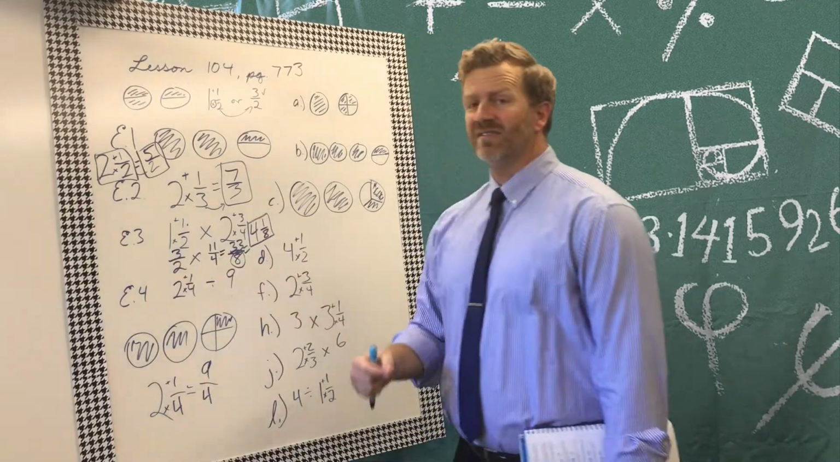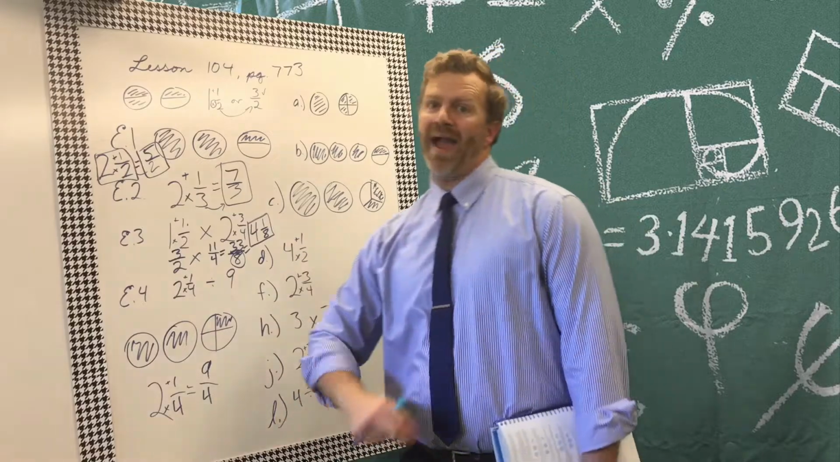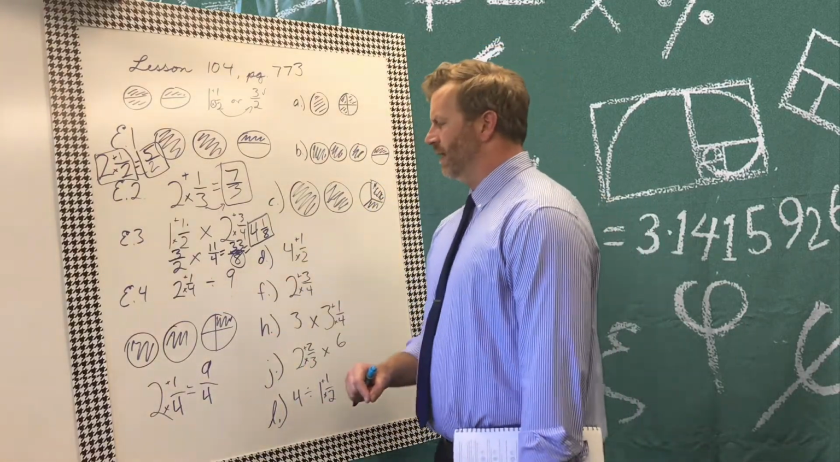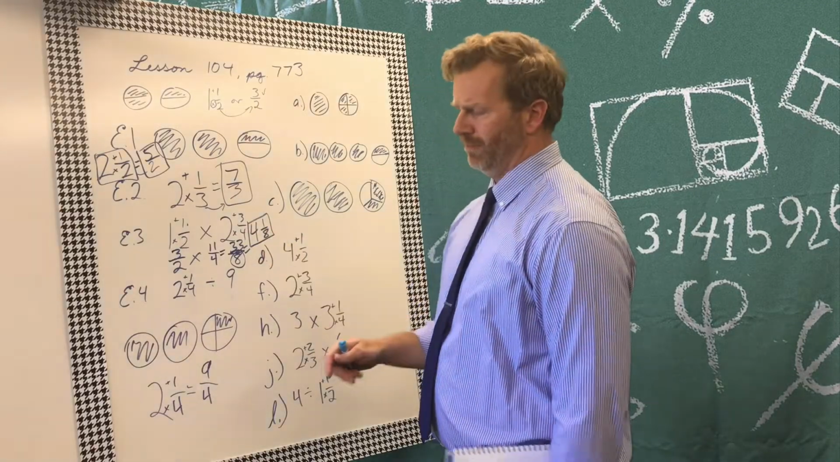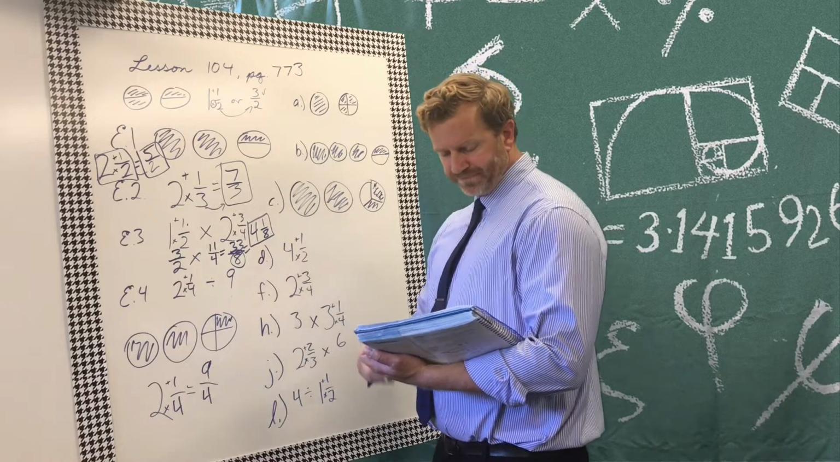Cool, so we turned them into improper fractions so we could multiply, but then we turned it back into a mixed number because we don't want our answer to stay improper like that. At least not on a working problem there. Cool, that was example 3.